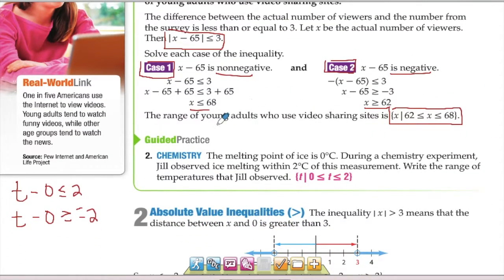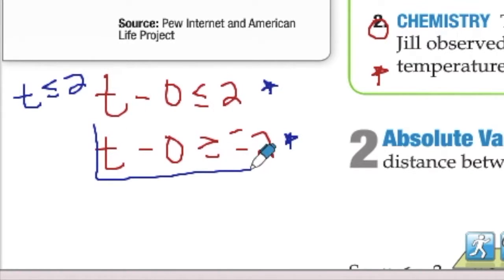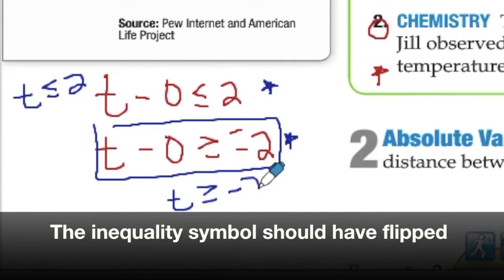For the guided practice problem, number 2, it says the melting point of ice is 0 degrees, and during a chemistry experiment, Jill observed the ice melting point within 2 degrees of this temperature, and the range of temperatures that Jill observed. Now, I can't quite figure this one out because I set it up as case 1 and case 2, and obviously minusing 0, I don't need to go any further, it's just t ≤ 2. But this is the one that I can't quite get, and my assumption is t ≥ -2.